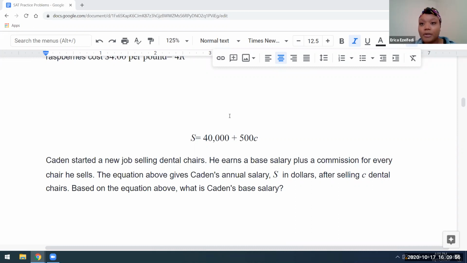Alrighty, so we have a few answers. Let's see what we have. Agreed, Caden's base salary is 40,000, because 500 is the amount he earns per chair he sells. Yes, guys, that is correct. Now, how do we work this out?